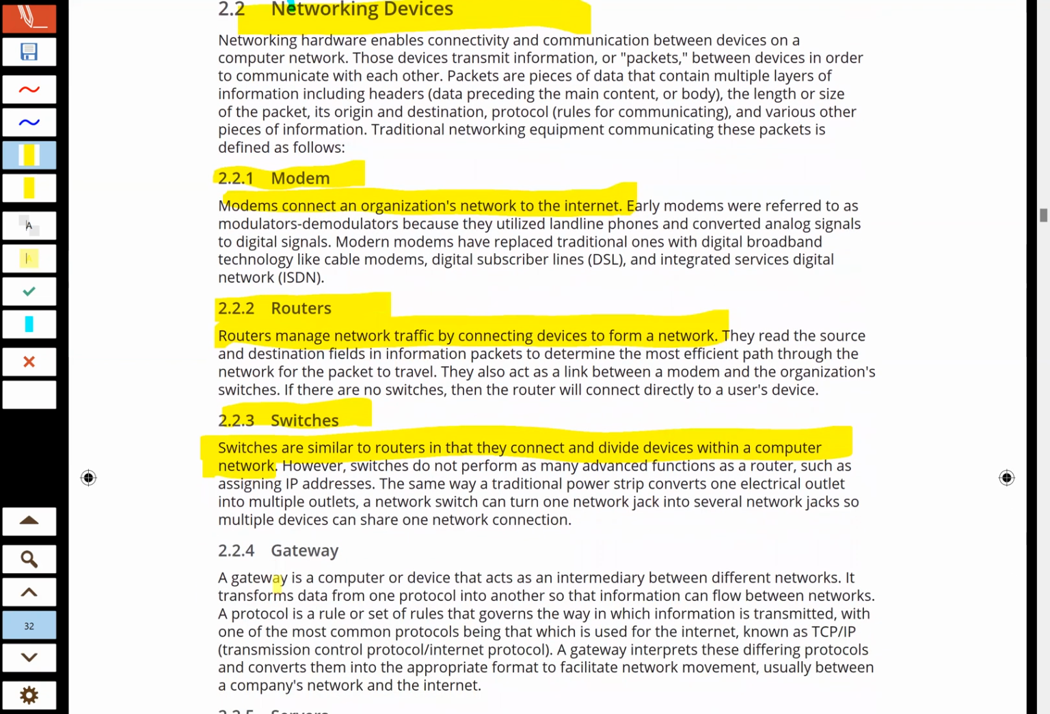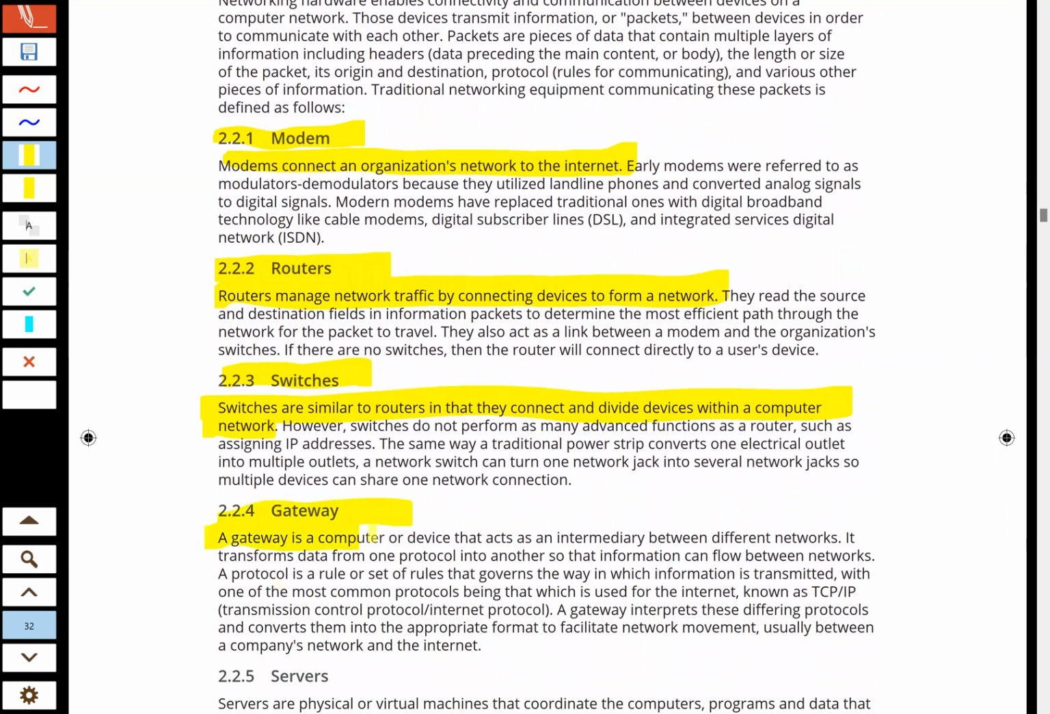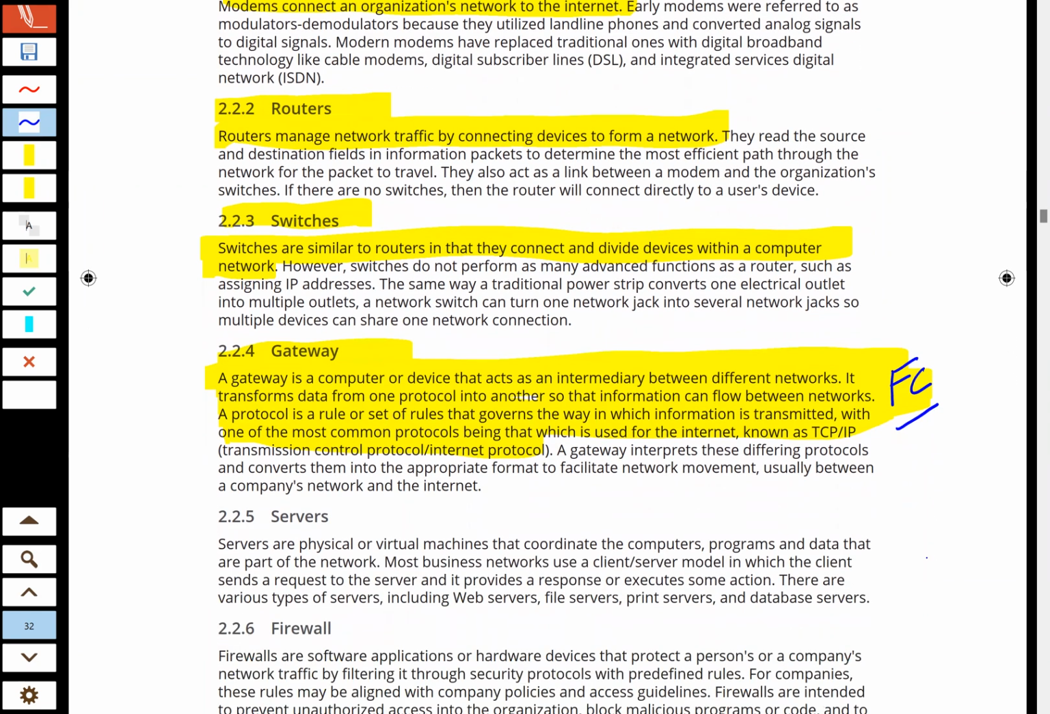And then we have gateway. Let's take a look at that. Gateway is a device that acts as an intermediary between different networks. It transforms data from one protocol so that information can flow between networks. A protocol is a rule or set of rules that governs the way information is transmitted, one of the most common protocols being TCP/IP, and I think you've seen that talked about when you're talking about your IP address and whatnot. So go ahead and flashcard that, because gateway may not be something that just jumps to mind as to what's going on there.